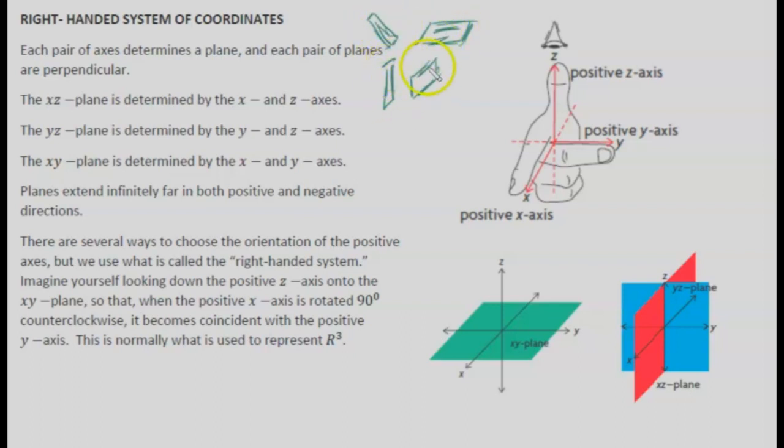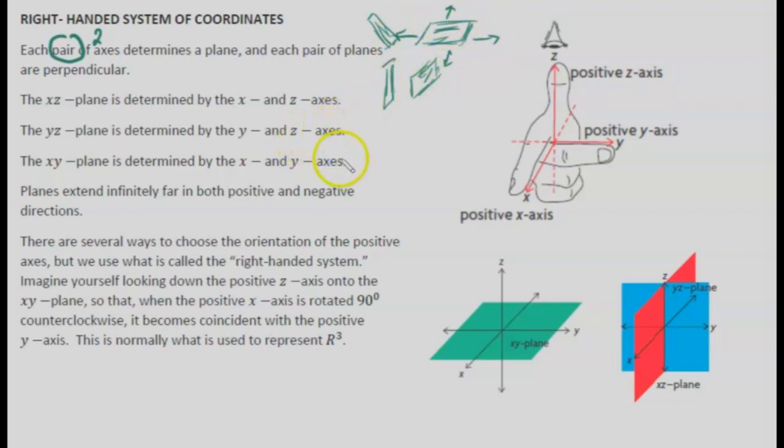Okay. So each pair of axes determines a plane, and each pair of planes are perpendicular. We say pair of axes because there's two. So there is going to be an XZ plane, which is determined by the X and the Z axes. There's a YZ plane, determined by the Y and the Z axes. And there's an XY plane, determined by the X and the Y axes. Planes extend infinitely far in both positive and negative directions, so this way, this way, this way, and this way.